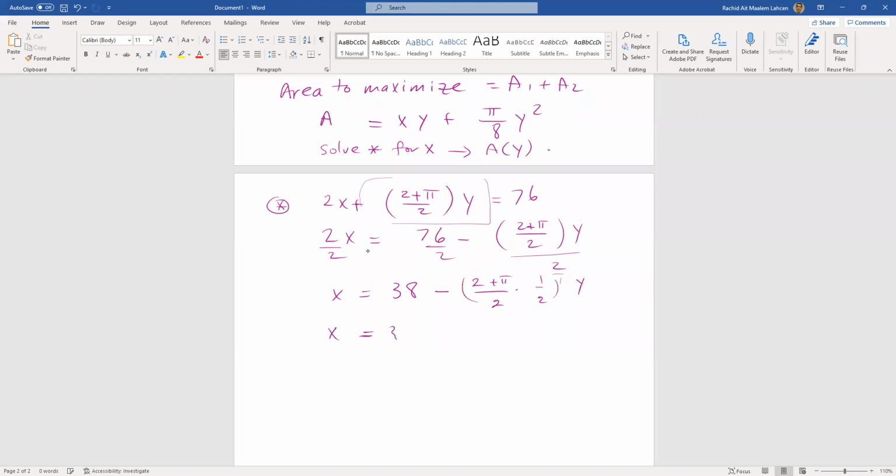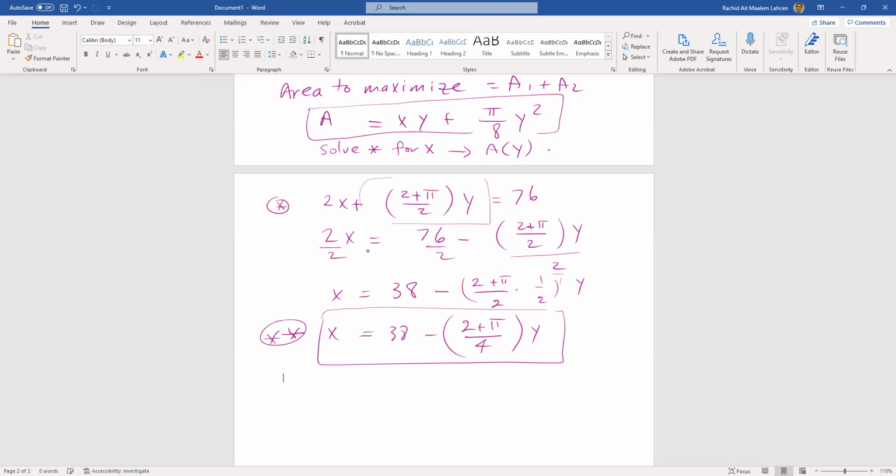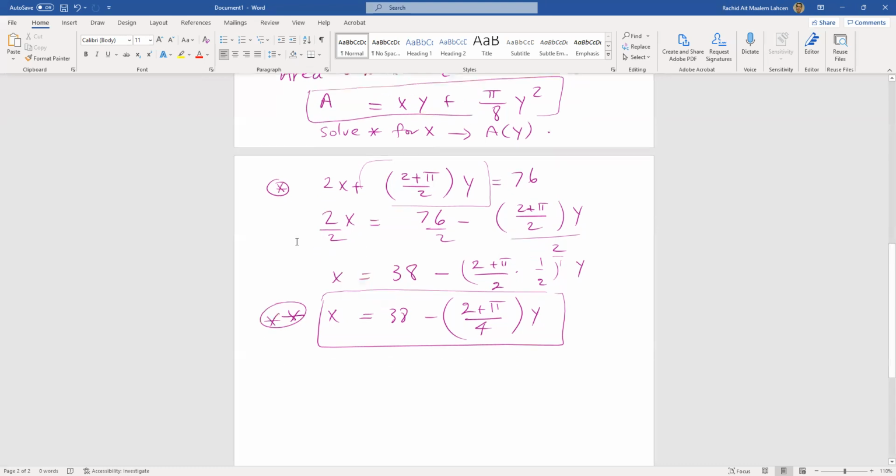So x is 38 minus 2 plus pi over 4 times y. All right, so the star becomes this now. Let's call it 2 stars. And we're going to use that in this function that we need to maximize. It's just going to be in terms of y, so we can differentiate and set it to 0 and keep going with the same process with it.